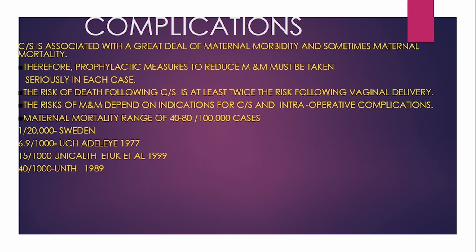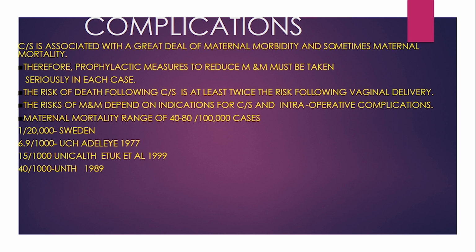So now let's talk about complications of cesarean section. Cesarean section is associated with a great deal of maternal morbidity and sometimes maternal mortality. So therefore, prophylactic measures must be introduced to reduce maternal morbidity and mortality. So now, the risk of death following cesarean section is at least twice the risk of vaginal delivery. And of course, the risk of morbidity and mortality will depend largely on the indications for cesarean section and, of course, the intraoperative complications.